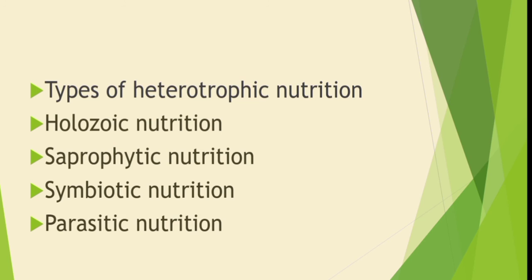The last example of the heterotrophic form of nutrition is parasitic nutrition. This is a type of nutrition in which one organism obtains food from another organism, and during the feeding process, one organism is harmed and does not benefit. A good example of this is the relationship between the tapeworm and man. Tapeworm is a parasite to man.